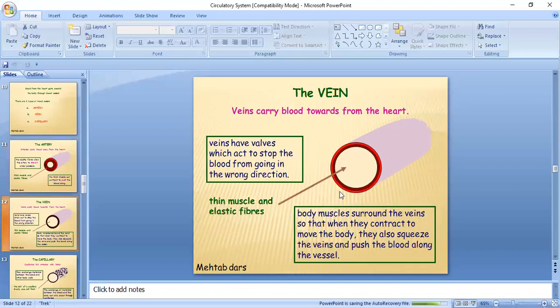Again, second is a vein. Veins carry blood toward the heart. Now you can see this is the vein, and it has thin muscle and elastic fibers. The vein has valves which act to stop the blood from going in the wrong direction. And the body muscles surround the veins so that when they contract to move the body, they also squeeze the vein and push the blood along the vessels.